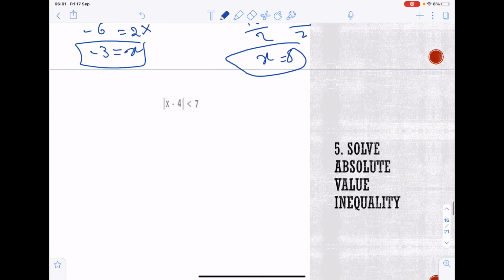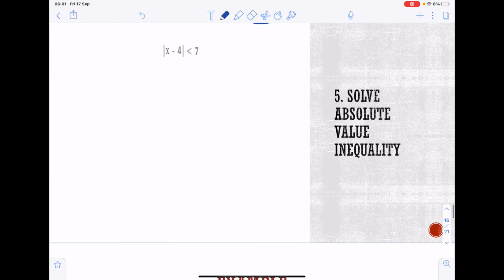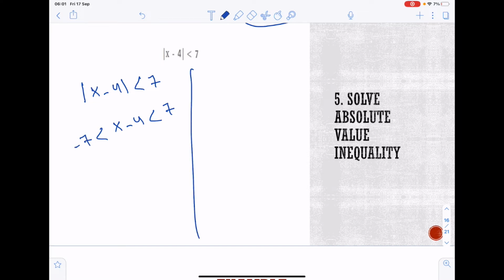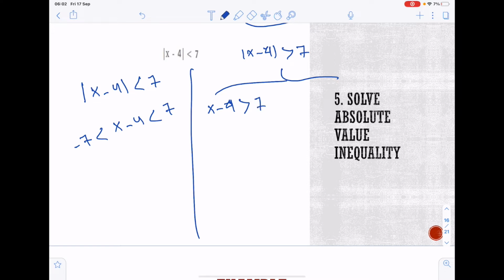Okay. Now the inequalities are a little bit different. If the absolute value is less than a value, we can write x minus 4 in between two values, which are 7 and negative 7. But if the absolute value, for example, is more than 7, then in this case we have two options. The first one, x minus 4, is more than the positive, and the other is less than the negative. And then we solve each part separately.